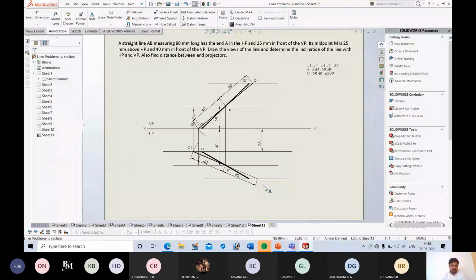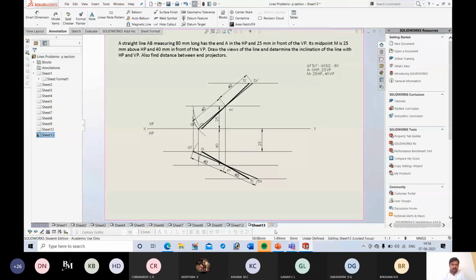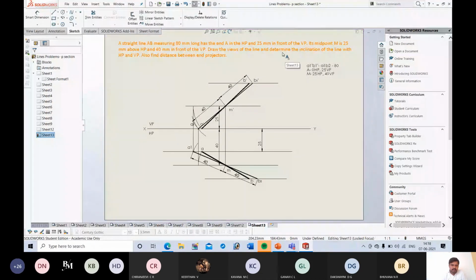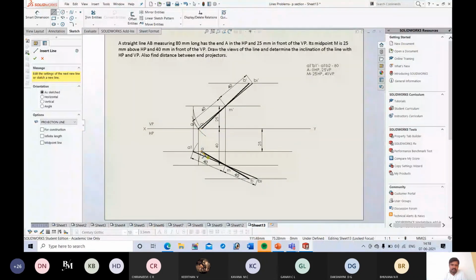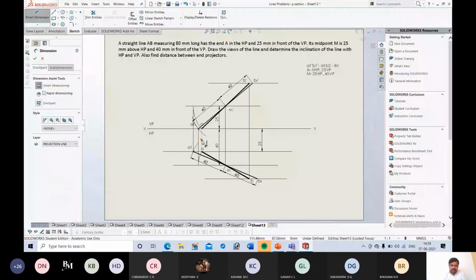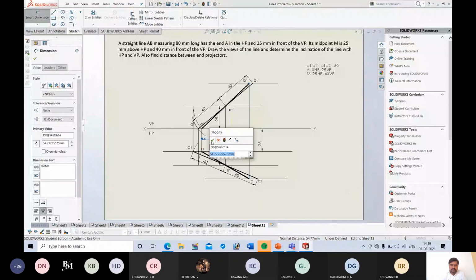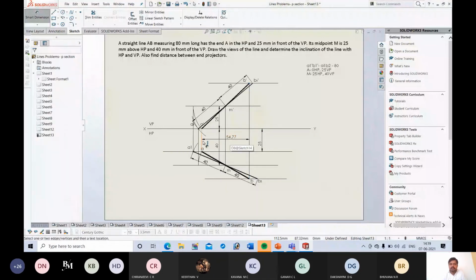Next, you have to determine the inclination of the line with HP and VP. Also find the distance between end projectors. First draw the end projectors. End projectors are the vertical lines connecting A dash, that means points of front and top view. This is one end projector. Another projector is a vertical line connecting B dash. Distance between these two should be determined. It is approximately 55 mm. This is the distance between end projectors.